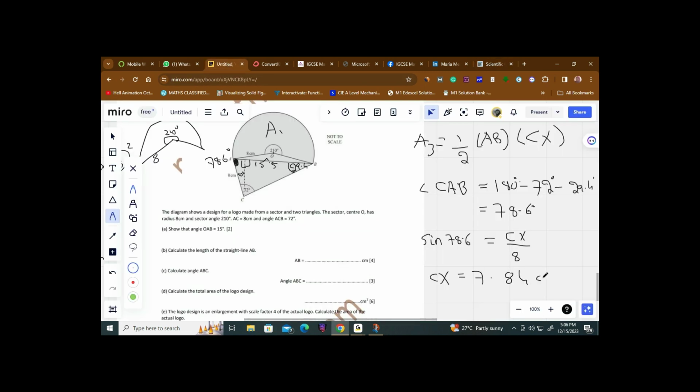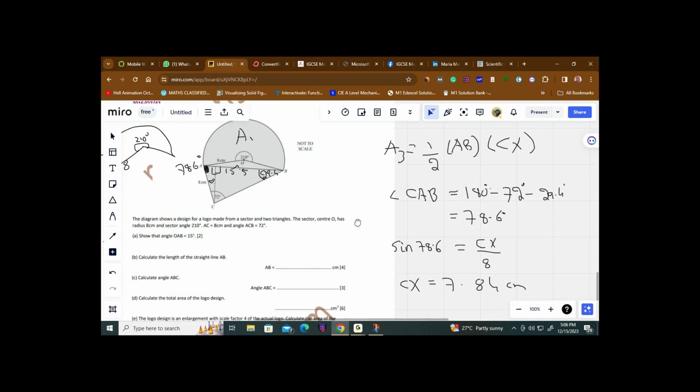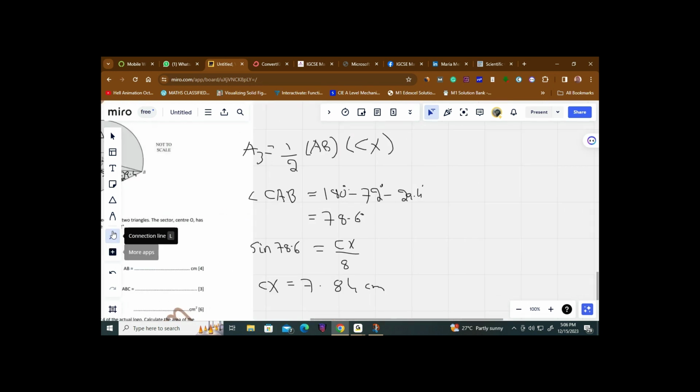Now we are going to use this height value in the formula, and we are going to get the area of this triangle. We just come here: half times 15.5 into 7.84. This is going to give me the value, which is 60.78 centimeters square.